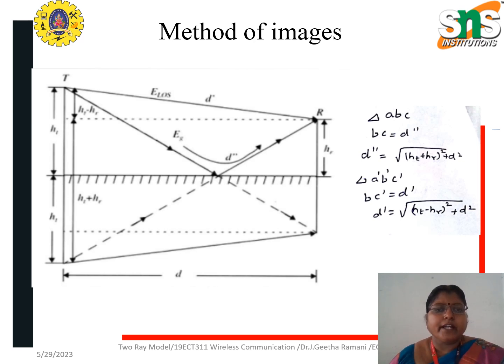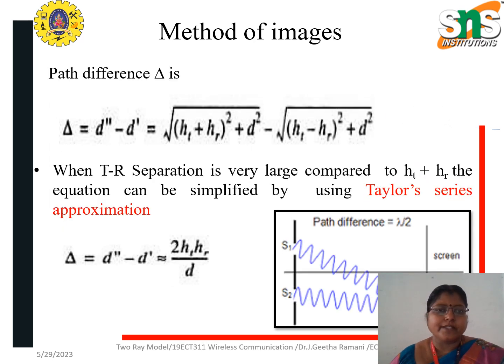Now similarly we calculate D dash by using this small triangle. In this triangle, D dash is equal to, we already calculated, HT minus HR, isn't it? So D dash equals square root of (HT minus HR) the whole squared plus D squared. We are going to use this value for calculating the path difference. So path difference del is nothing but D double dash minus D dash, so we subtract these two values.